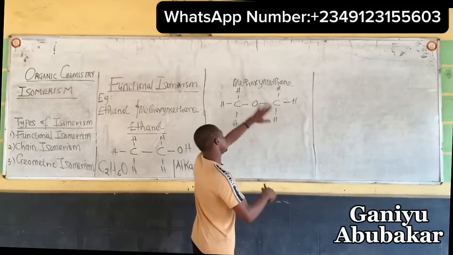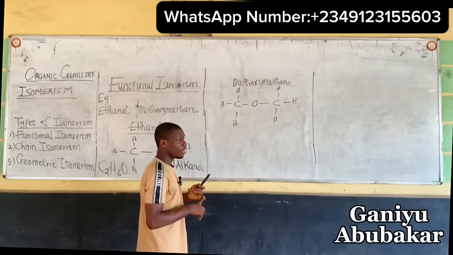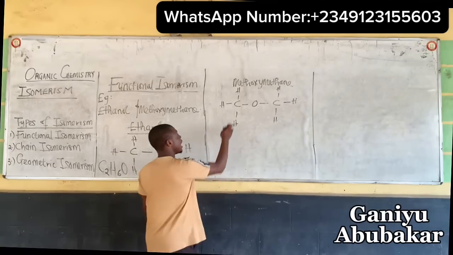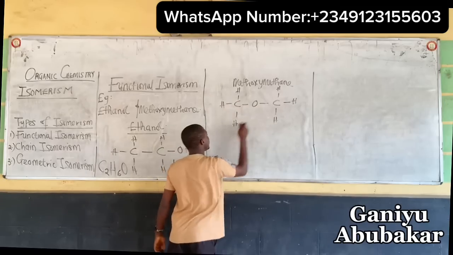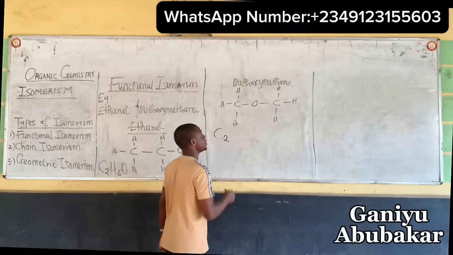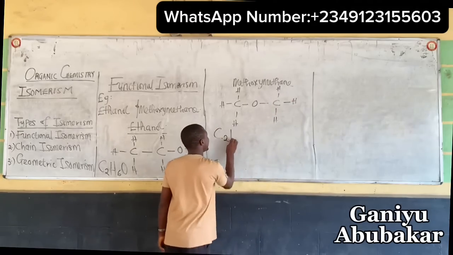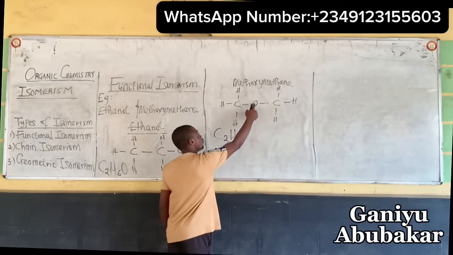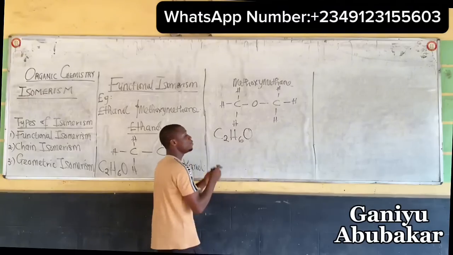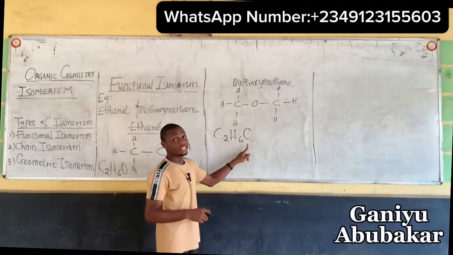Are you good now? So in this compound, this is methylmethane in its structural form. What is the molecular formula of methylmethane? It's easy. How many carbon atoms? 1, 2. I have C2. Next task, how many hydrogen? I have 3 here, with 3 here, that's 6. I have H6 and just 1 oxygen. So the molecular formula for methylmethane is C2H6O.